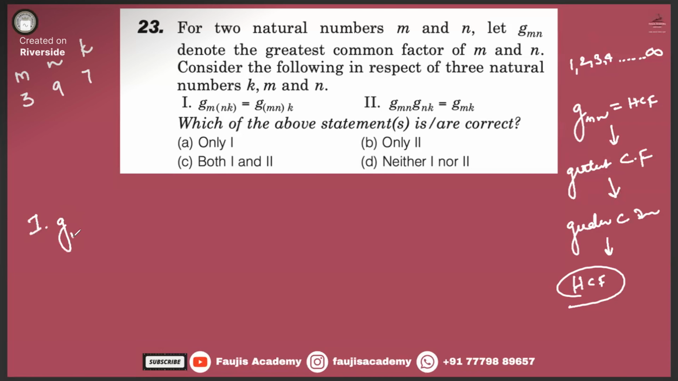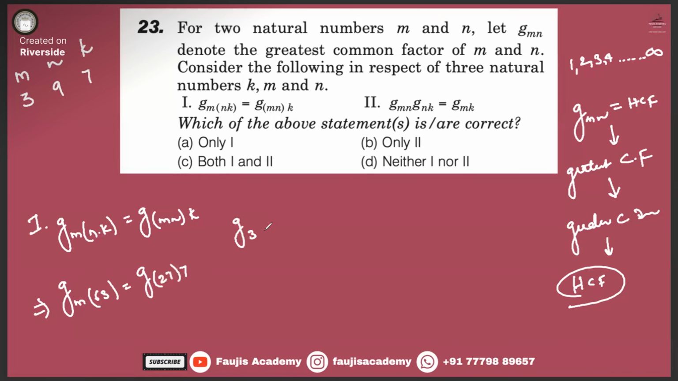g of m, n into k, which is equal to g of m and k, right, guys? So that means g of m and nk is how much? 63. g of mn into k, 27 into k. Basically g of m and nk is nothing but g of 3 and 63, which is equal to g of 27 and 7. Right, guys?